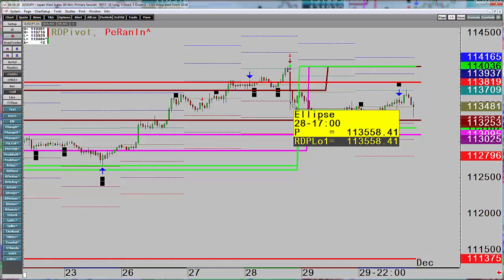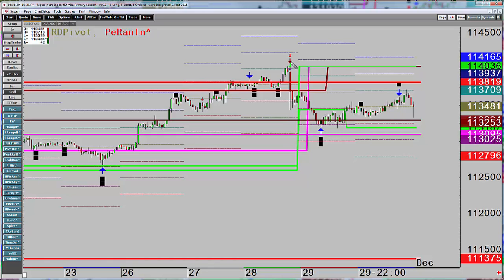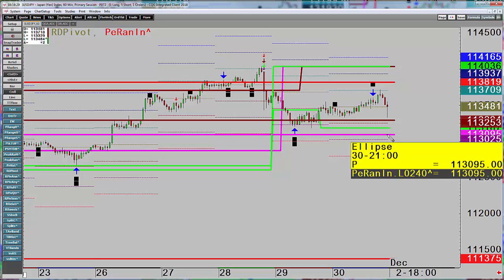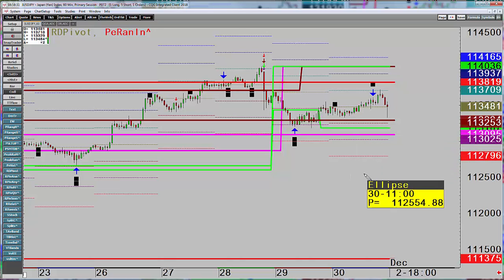So this is what happened when we went into Powell again. It was trying to break up, out comes the story, and it falls. But what we do have is a relatively tight range. So 114.03, 113, was it 113.09, but pretty quiet.